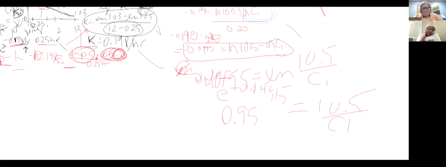Yes, 0.951705158. Yep. So then what we have to do is that C1 is going to be equal to 10.5 divided by 0.9517, right? If we do our algebra, right? So then we just divide it by 10.5. Whoops.